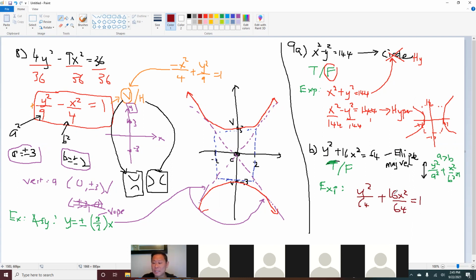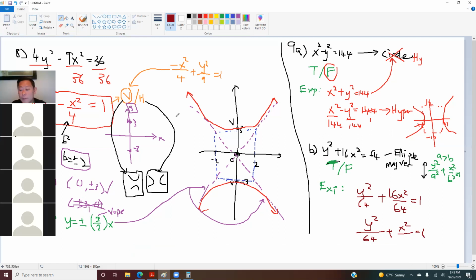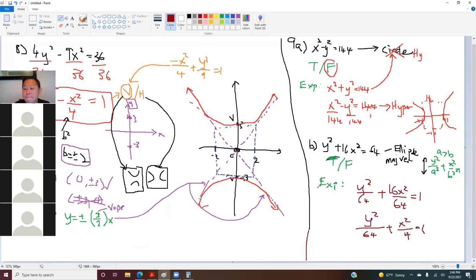Can someone reduce 16 and 64? Anyone know how to reduce that? Is that 1/4? Yep, it's 1/4. So in this case, which one is bigger, 64 or 4? 64. So we know that this is your A squared and this is your B squared, right?